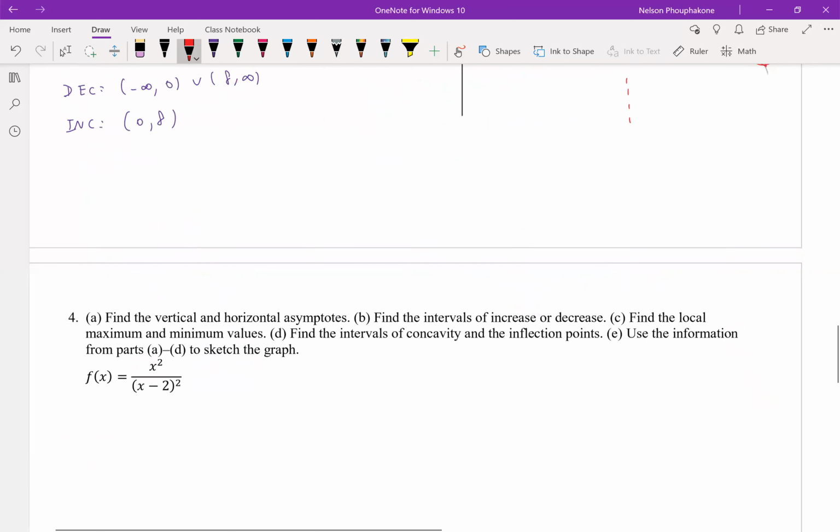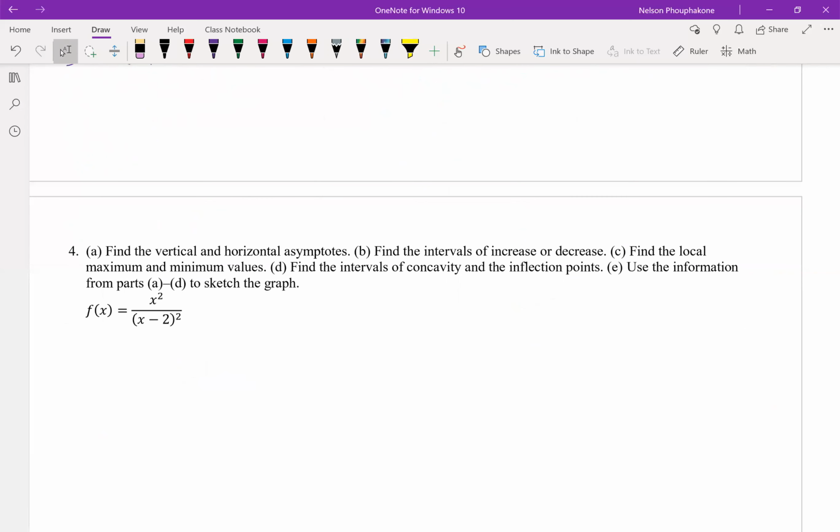Okay, so now it is your turn to work on number 4. Now, this function right here is a rational function, so we have vertical and horizontal asymptotes. And just like the previous example, we would like to find the intervals of increasing and decreasing, local max and min, concavity and inflection points. And then the last thing is we sketch.